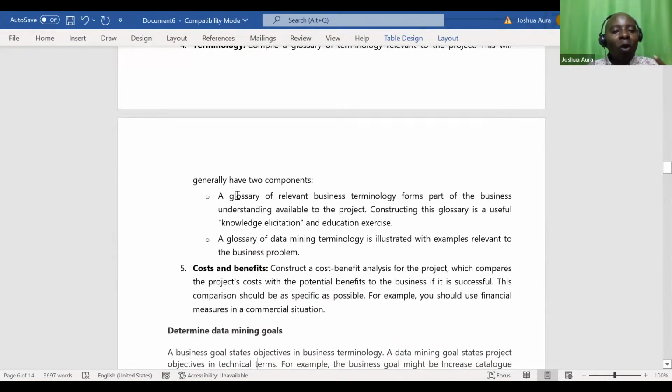You must do a cost-benefit analysis. Cost-benefit analysis, how much will it cost us? What is the value that we shall derive? Remember, one of those 5 V's is the value. What value are we going to derive out of this data mining?